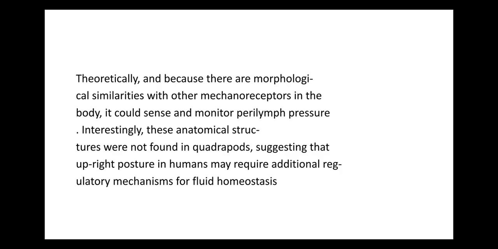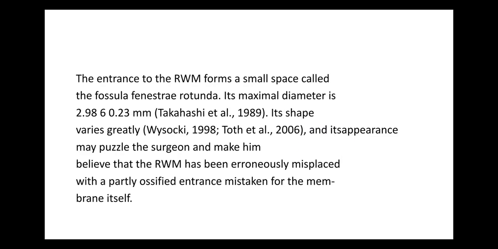Theoretically, and because there are morphologic similarities with other mechanoreceptors in the body, it could sense and monitor perilymph pressure. Interestingly, these anatomical structures were not found in quadrupeds, suggesting that upright posture in humans may require additional regulatory mechanisms for fluid homeostasis. The entrance to the round window membrane forms a small space called the fossula fenestrae rotundae.